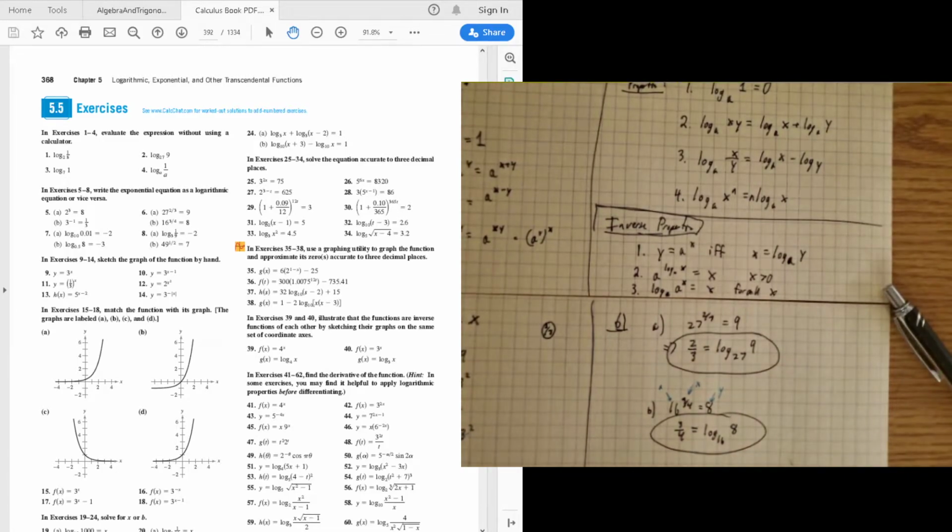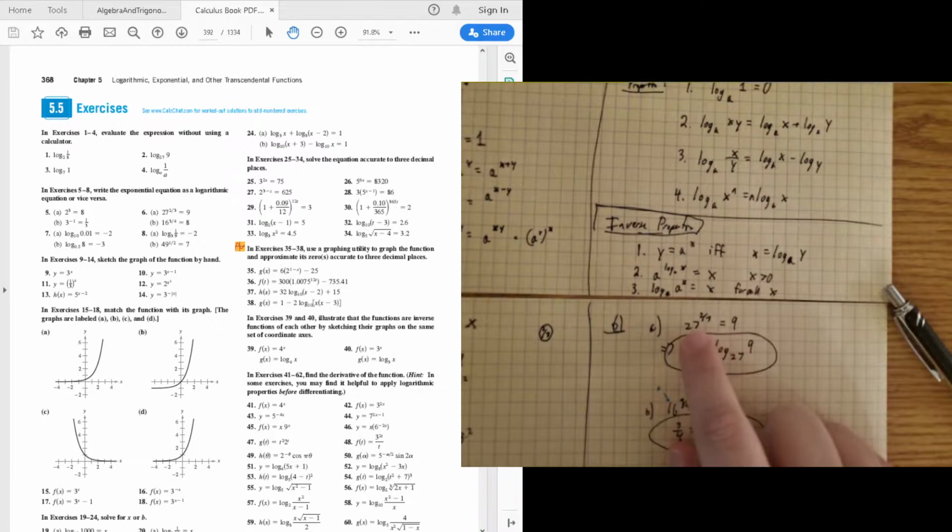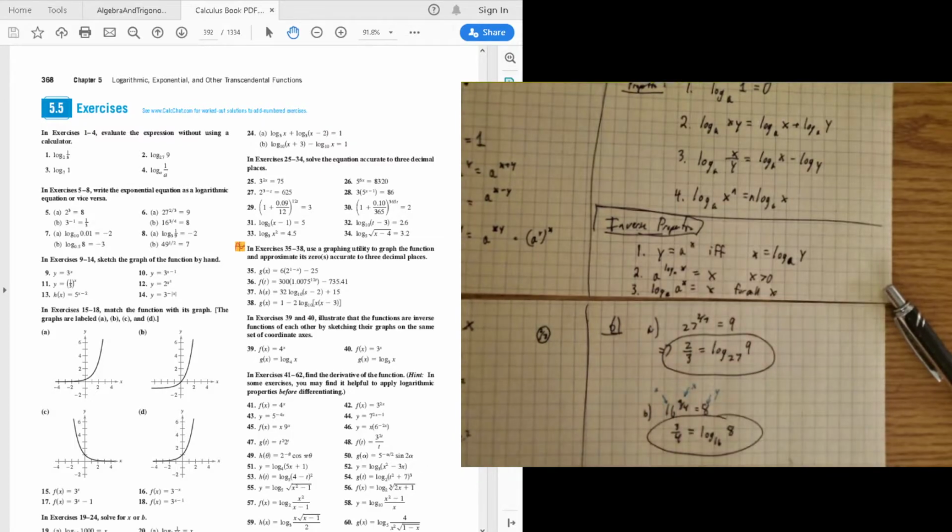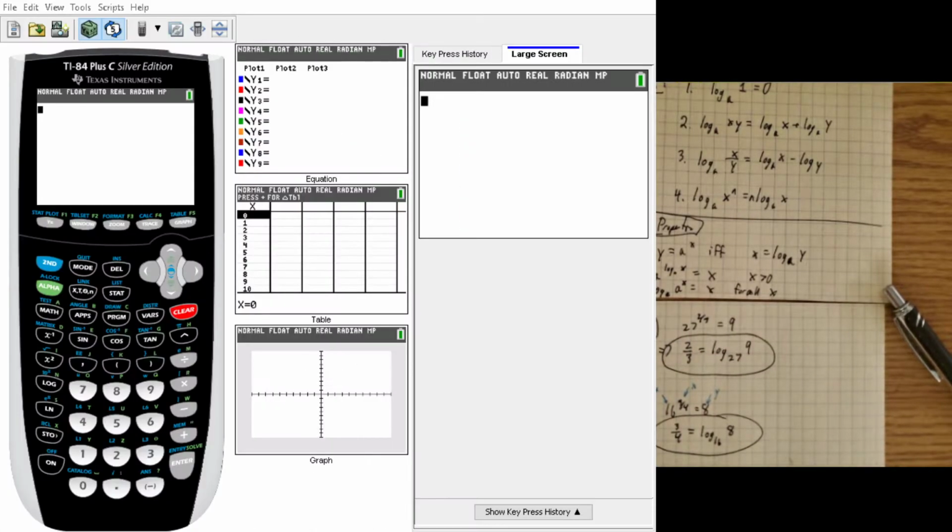And in case you're wondering how this looks in a calculator, I actually have a calculator software that I downloaded. So it should be true that each of these is the same. So if I take 27 to the 2/3 power, it should equal 9. If I take log base 27 of 9, it should equal 2/3. And in fact, it does. Let's take a look here. Take out my nice calculator here. Let's go ahead and do this.